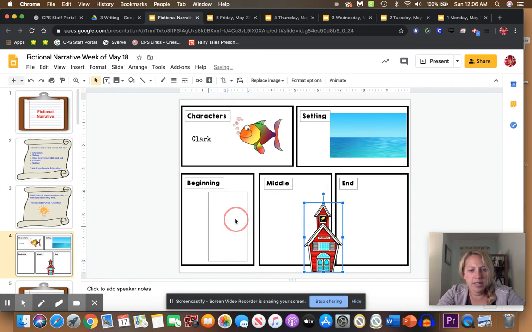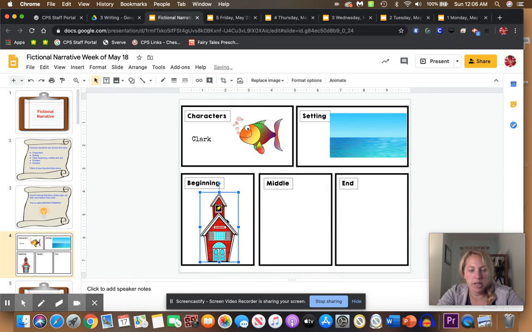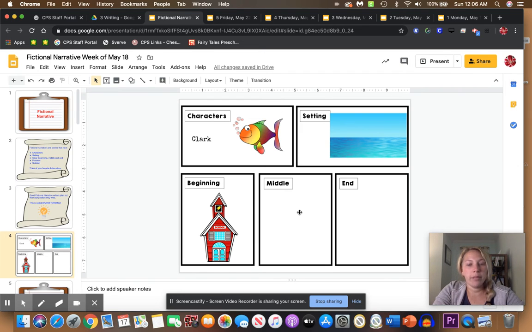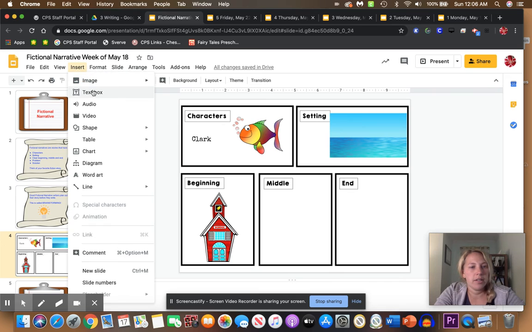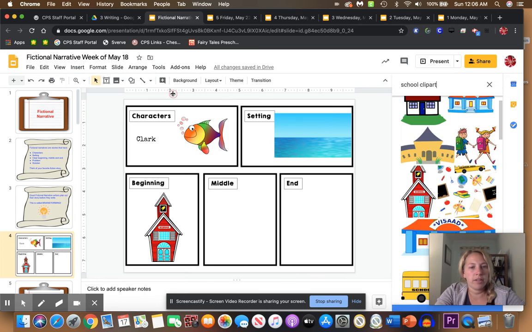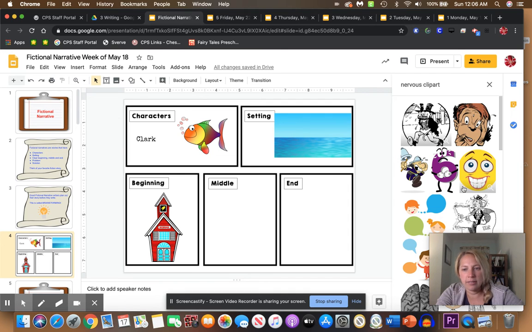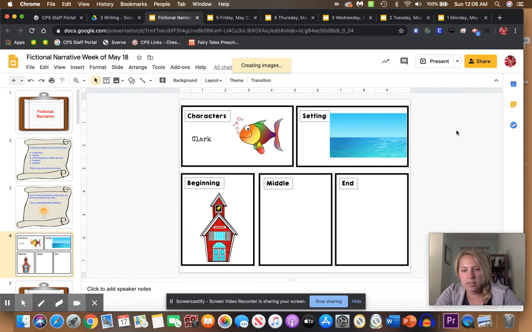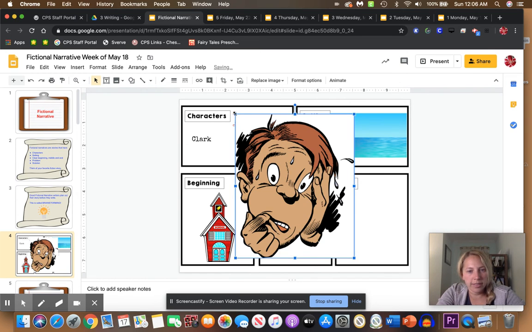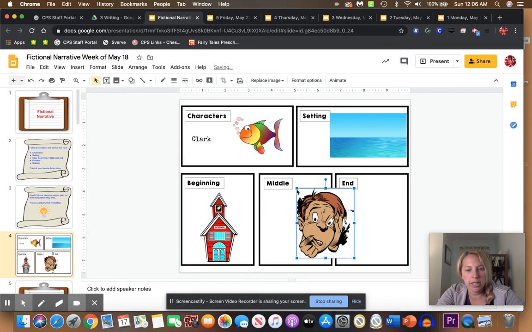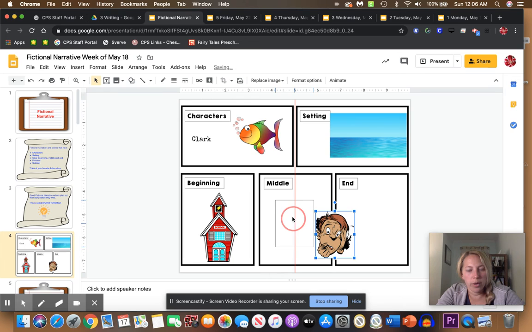But Clark is really nervous because he doesn't know all the other fish that are going to school. So that's going to be my middle and it's going to be my problem too. So he's nervous. Let's see if I can find a picture of nervous Clark. Kind of nervous. I know it's not a fish face that's nervous, but this face kind of looks really nervous. And that's going to remind me to make Clark the fish very nervous about starting school.